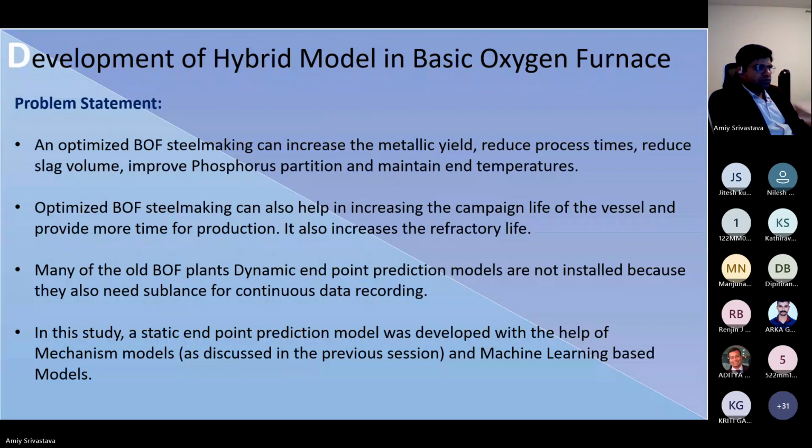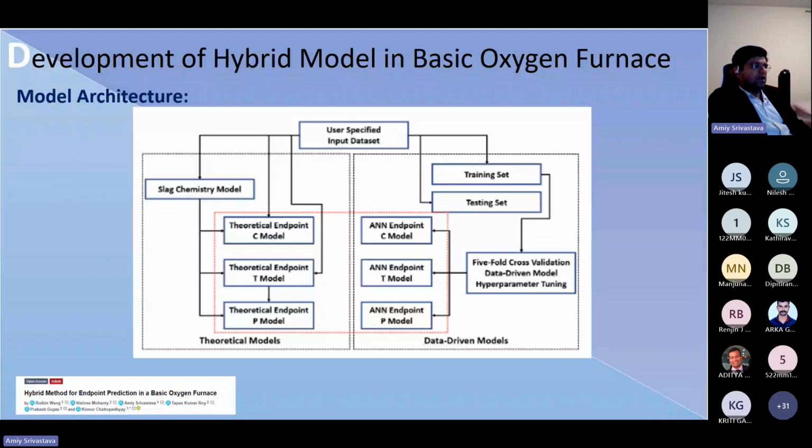So let's see what the model architecture was. Here you can see we have a theoretical endpoint model, with the help of heat balance, mass balance, thermodynamics, all those principles. We calculated the carbon percentage per heat, and then temperature per heat, phosphorus per heat.